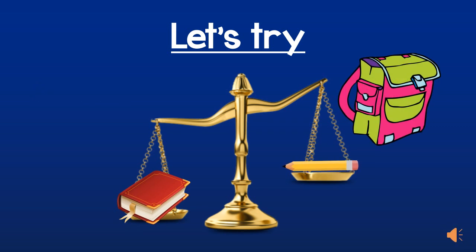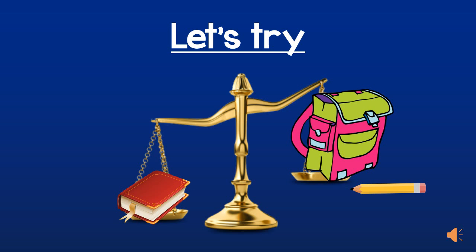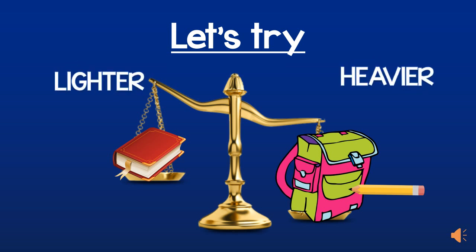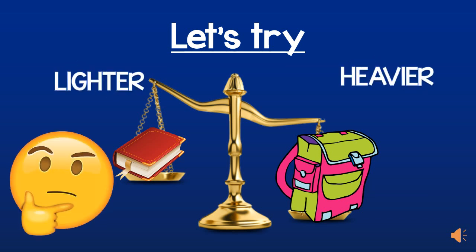Now let's remove the pencil and put the backpack. Watch what happens to the balance. The pan with the backpack moves down. This means that the backpack is heavier than the book. Do you think the backpack would be heavier or lighter than the pencil?